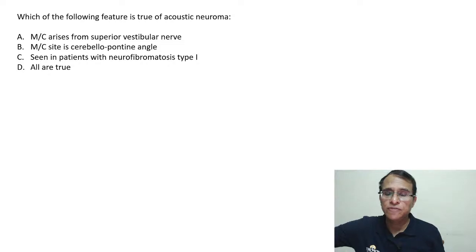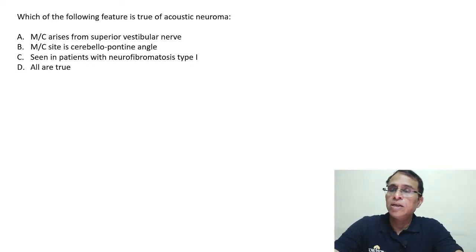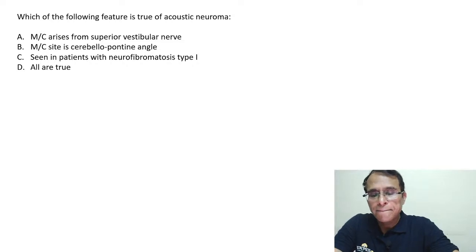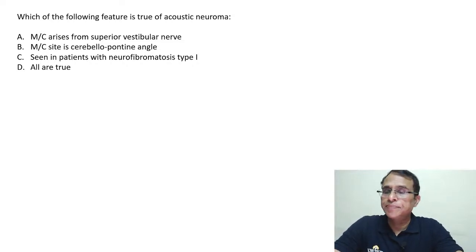Which of the following is a feature of acoustic neuroma? A, most commonly arises from superior vestibular nerve. B, most common site is cerebellopontine angle. C, is seen in neurofibromatosis type 1. D, all are true. So which of the following is true about acoustic neuroma?